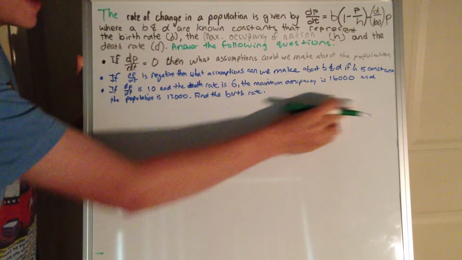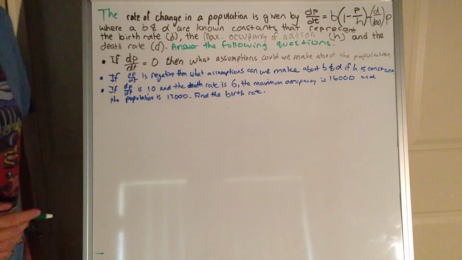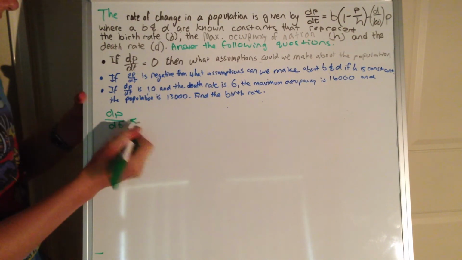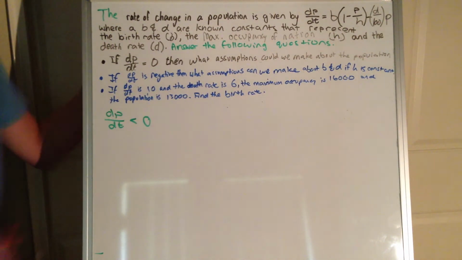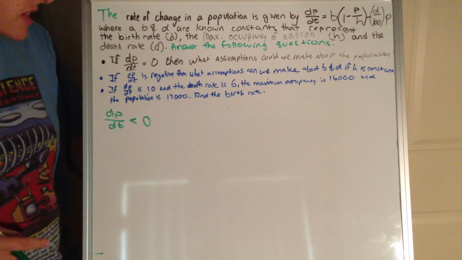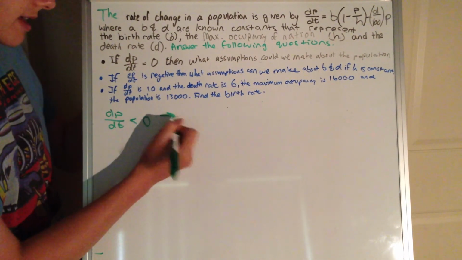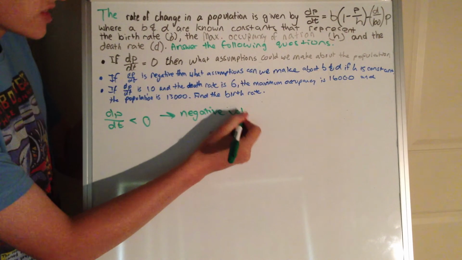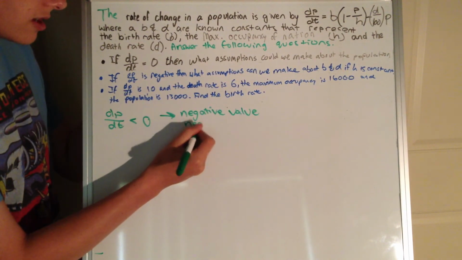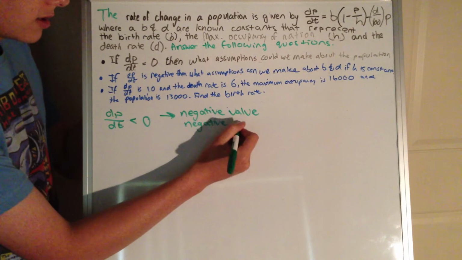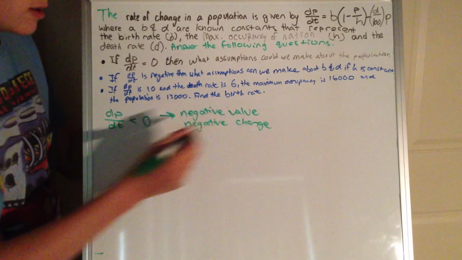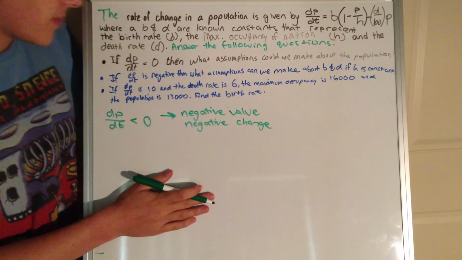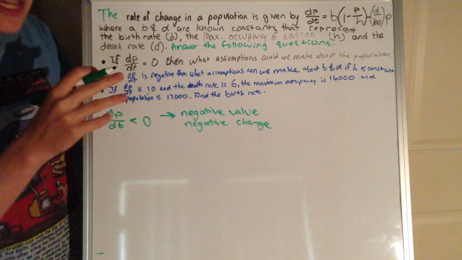It's analysing the mathematics. So dp over dt is obviously going to be less than 0 then. And because dp over dt is less than 0, that means that we're having a negative value. So it's going to be a negative change. So what assumption could we make about b and d if h is constant?